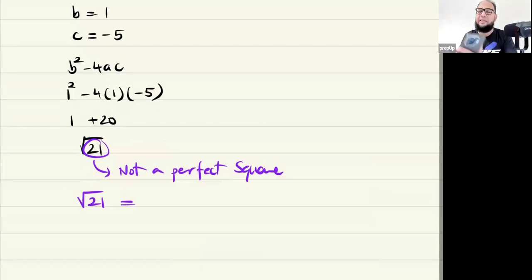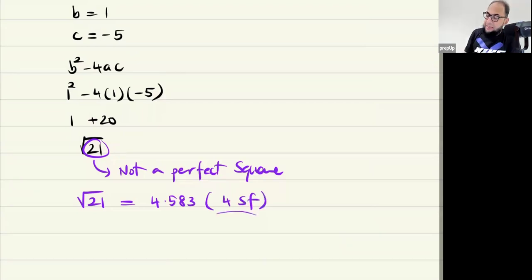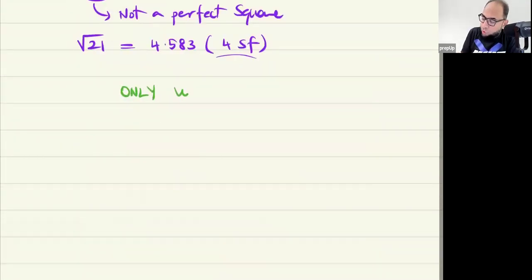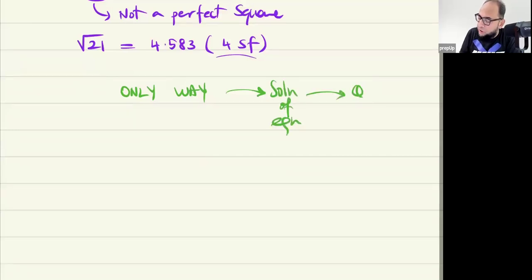Now let me grab my phone and evaluate the square root of 21. If I turn around the phone and use the square root button, the square root of 21 is 4.583, correct to 4 significant figures. That means when you get a situation like this, this equation is not factorizable. So the only way to get the solution of the equation is to use the quadratic formula.